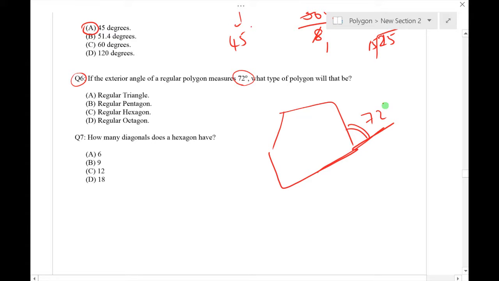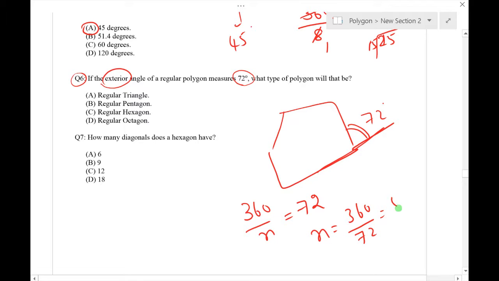Well, you can use the formula. For example, we are talking about the exterior angle. So if the number of exterior angles is n, then 360 divided by n has to be 72. Do you agree with that? Therefore, n should be equal to 360 divided by 72, which is 5. Which would mean that the shape that you're talking about is a regular pentagon, 5-sided.